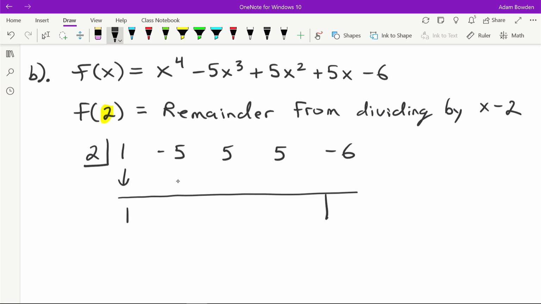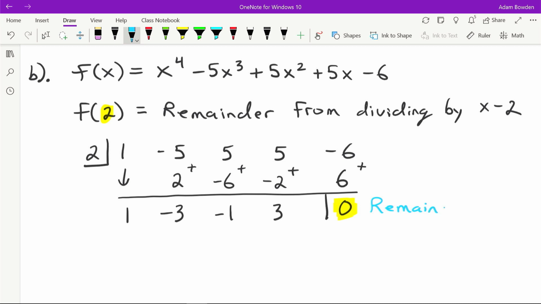We'll run through the process of synthetic division to see what happens. If I bring down the 1, then multiply by 2, then add, we'll get negative 3. Multiply to get negative 6, add negative 1. Multiply by 2 would be negative 2, add together, we'll get positive 3. 2 times positive 3 is positive 6, and if we add negative 6 and positive 6, we have 0. A 0 remainder.